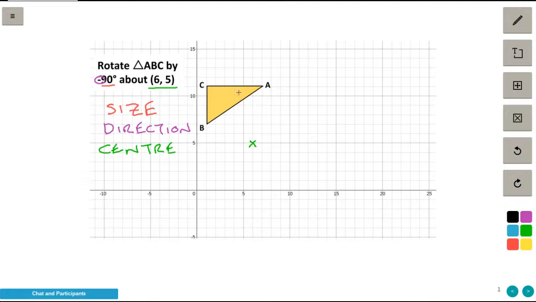The center is the point that the rotation is happening around. If you imagine that this triangle was sitting on a disc or a roundabout or something like that and moving around, the center of that disc would be at this point 6, 5. So we've got that to start off with. Now we can think about actually what this rotation is going to look like. We know it's 90 degrees, so that's a quarter of a turn. So moving around something like that.